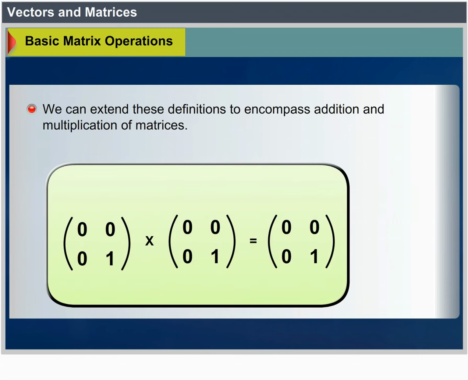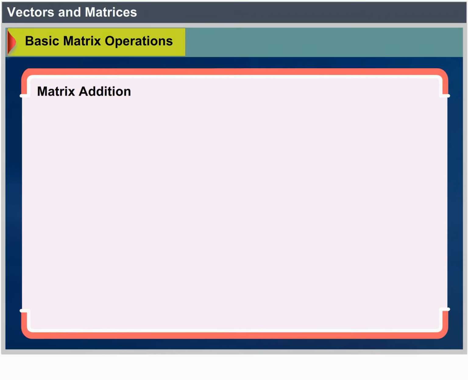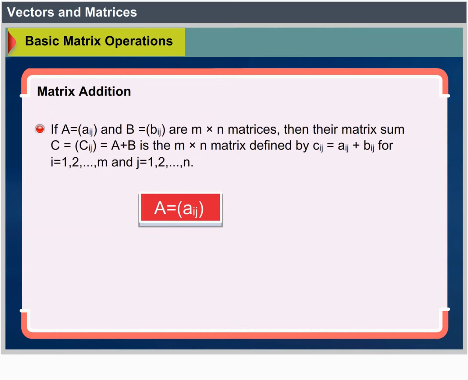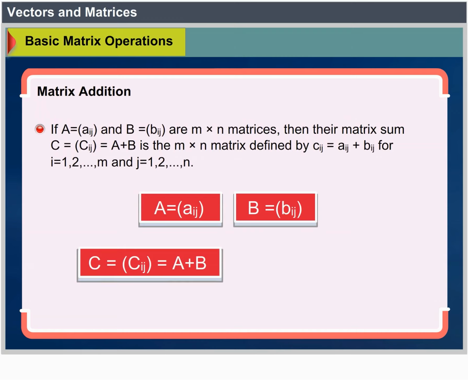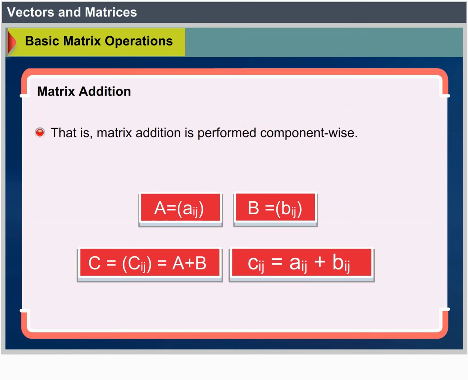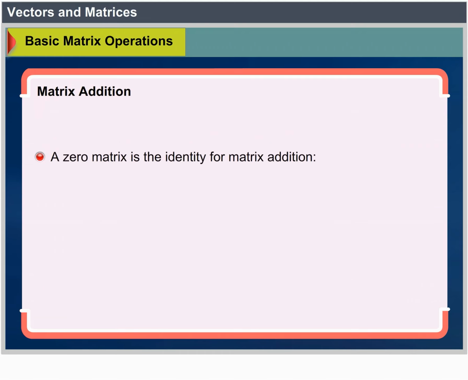Matrix addition. If A equal to (Aij) and B equal to (Bij) are m by n matrices, then their matrix sum C equal to (Cij) equal to A plus B is the m by n matrix defined by Cij equal to Aij plus Bij for i equal to 1 to m and j equal to 1 to n. That is, matrix addition is performed component-wise. A zero matrix is the identity for matrix addition: A plus 0 equal to A equal to 0 plus A.